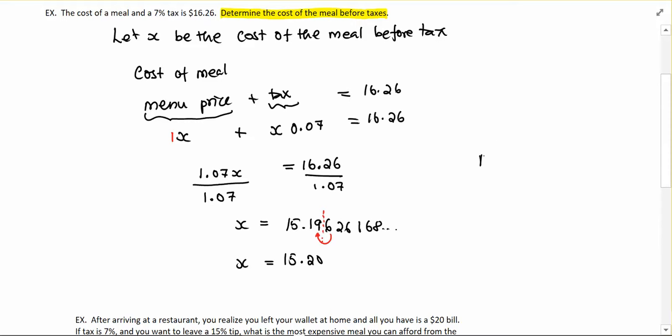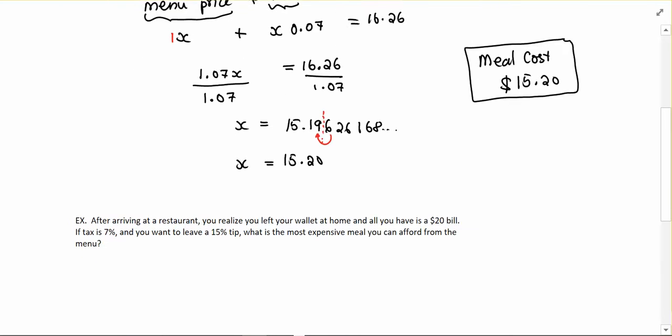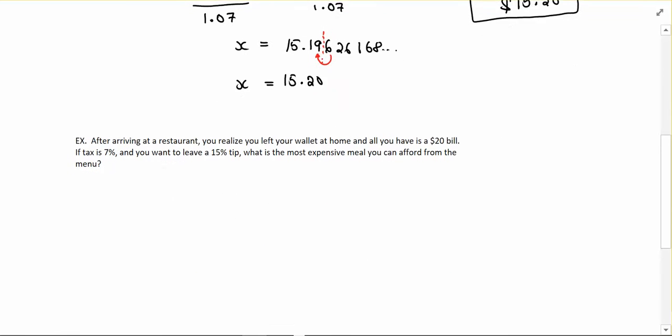Meal cost, $15.20. Okay. I say this is unreasonable because after all, most people read the menu and know what the menu price of the meal is, and so, rather unreasonable, I think.